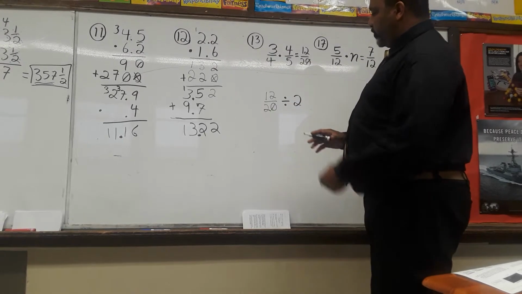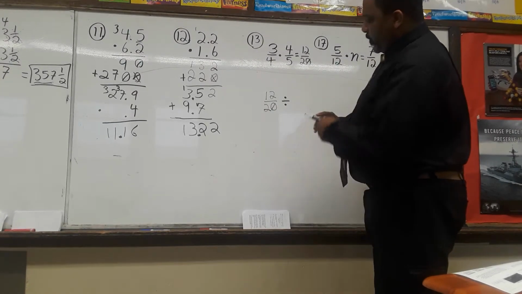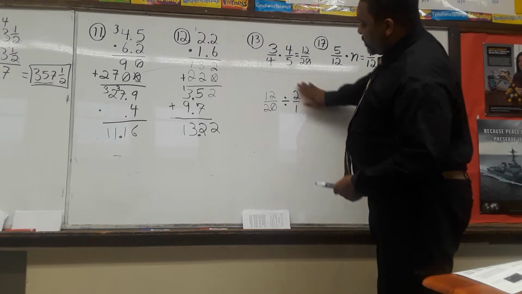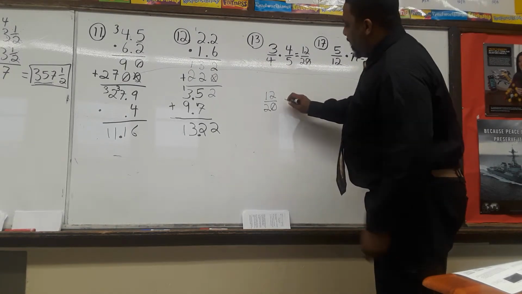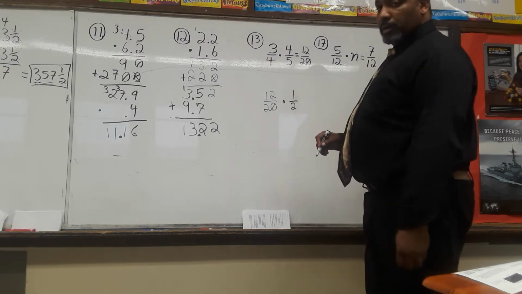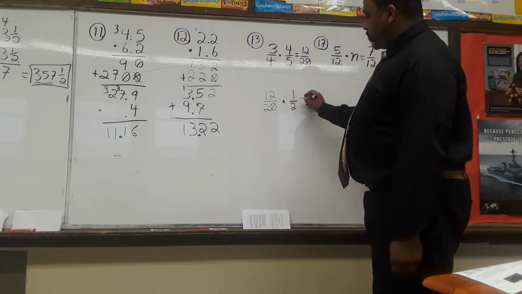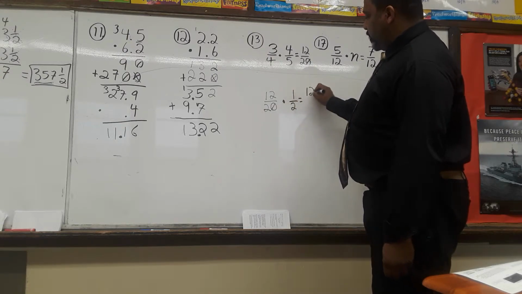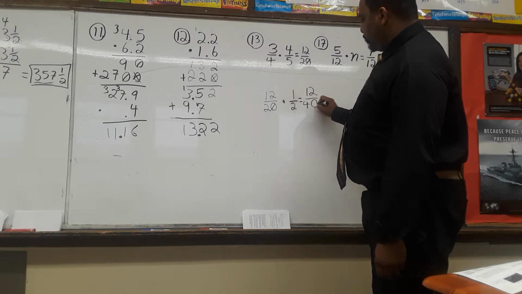12/20ths divided by 2 is the same thing as 12/20ths divided by 2 over 1, which is the same thing as 12/20ths times 1/2 if we keep, change, flip. All right, so now we're going to multiply straight across again. And 12 times 1 is going to give us 12. 20 times 2 is going to give us 40.